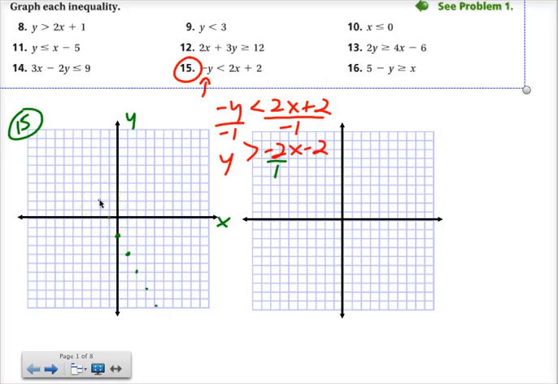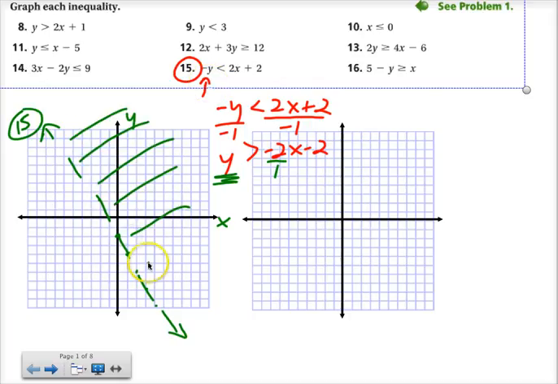But then what you want to do is stop pretending and realize, hey, this didn't have an equals bar. This one, I'm not supposed to include the solutions that are on that line. So this is going to have to be a dashed line. And then because I have this solved as y alone on one side, like y equals mx plus b, that means my solutions are here because it's going to be greater than.